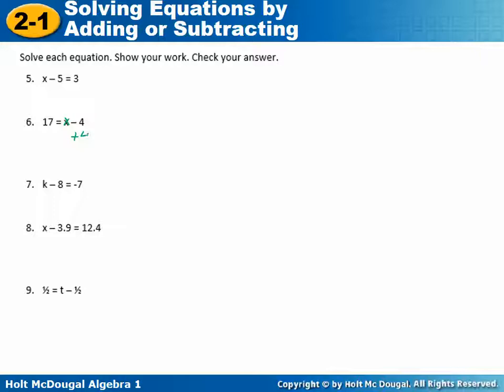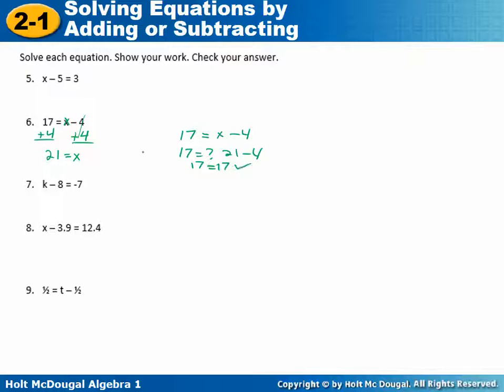The opposite of subtracting 4 is to add 4. 17 plus 4 is 21. On the right side, the minus 4 plus 4 is 0, so we are just left with x. And a quick check is we write our equation, except we put a 21 in for x. And then we say, is 17 equal to 21 minus 4?